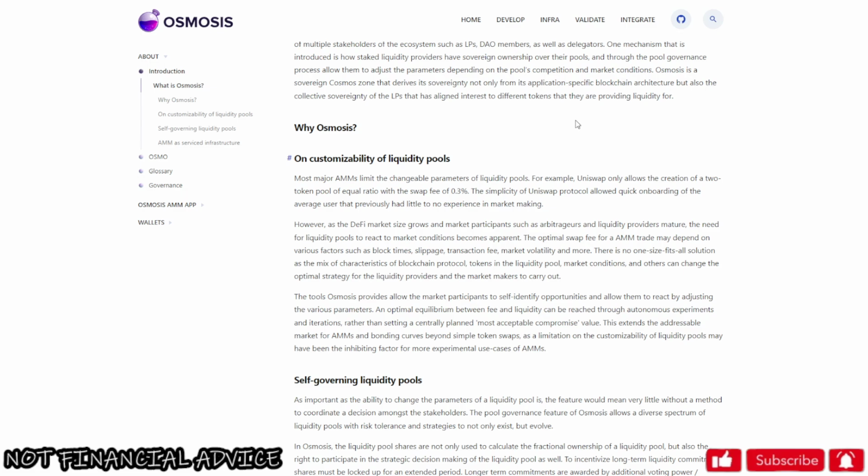Rather than setting a centrally planned and most acceptable compromise value, this extends the addressable market for AMMs and bonding curves beyond simple token swaps, as a limitation on the customizability of liquidity pools may have been the inhibiting factor for more experimental uses of AMMs.